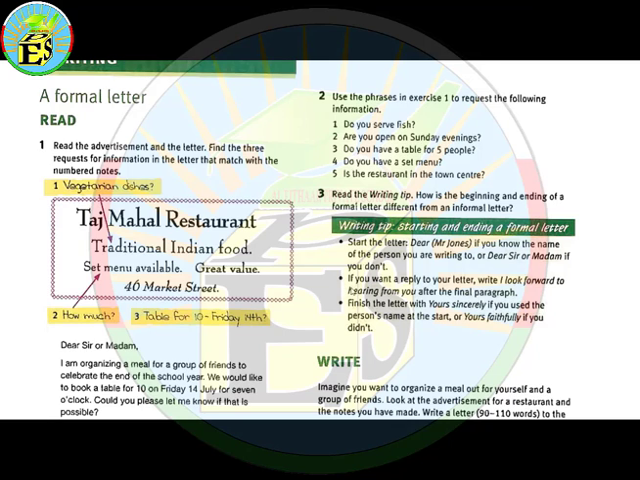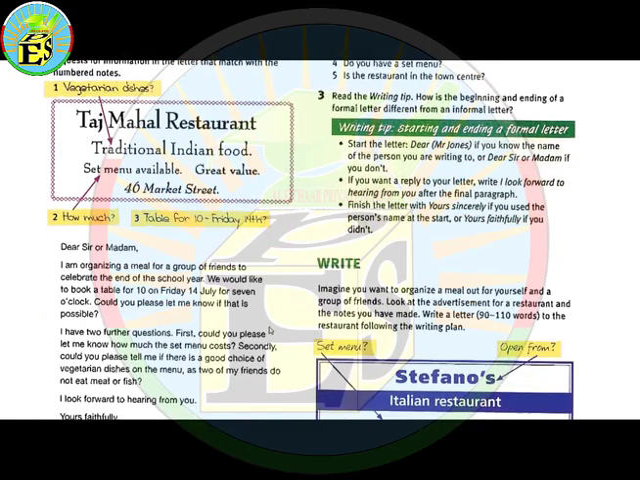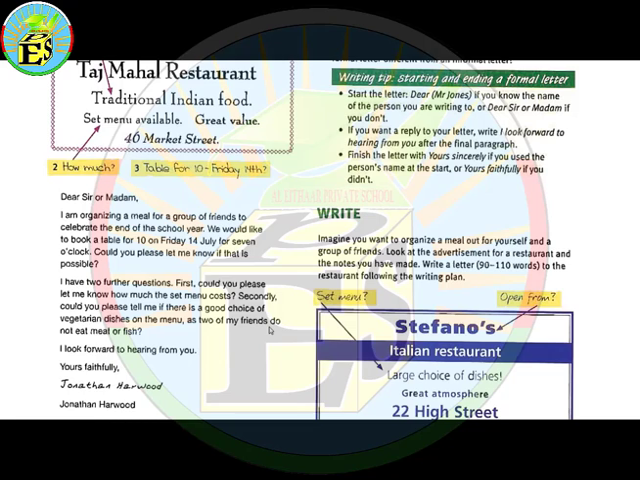Then, point number 2, if you want a reply to your letter, write I look forward to hearing from you after the final paragraph. So as I told you, we have 2 paragraphs in this formal letter, and when you want someone to send you a response to your inquiries, you have to write this sentence right here, I look forward to hearing from you, right after the second paragraph.